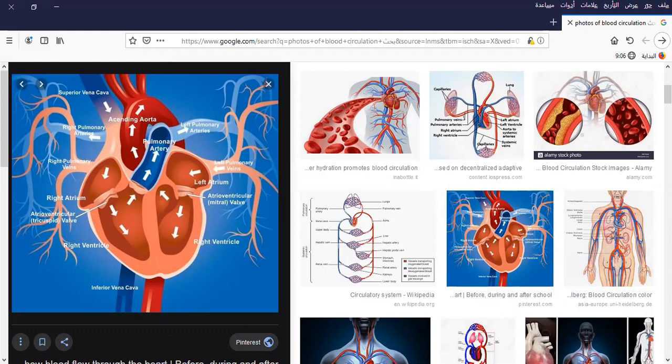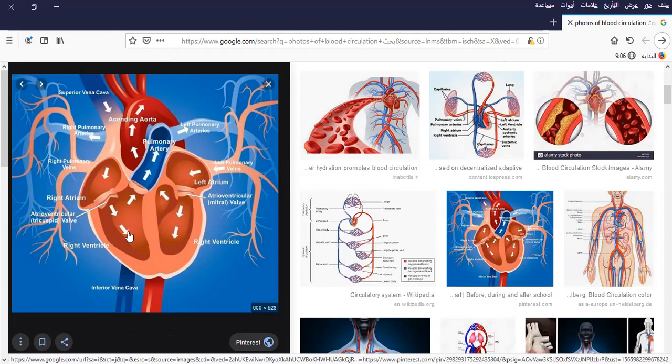Good. The right ventricle is connected with an artery. Now, will the right ventricle keep the blood rich in carbon dioxide? No. The function of the right ventricle now is to send the blood to the lungs to get rid of carbon dioxide and take oxygen. Where will the right ventricle send the blood? To the lungs, to be oxygenated, so it becomes blood rich in oxygen.